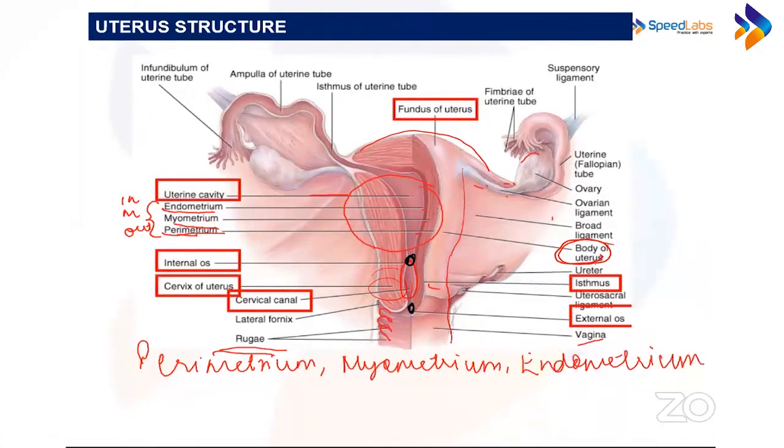Now the myometrium is thick and made up of smooth muscles, and these smooth muscles do not contract if the level of progesterone is high. But during menstruation, when the endometrium lining breaks and the level of progesterone is less, they will show contraction. There is another time when they show contraction, upon the action of oxytocin. You know, oxytocin is a hormone released by the posterior lobe of the pituitary.